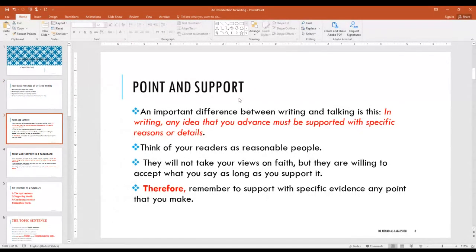Now, point and support. We should keep in mind that there is a difference between writing and talking. You can speak about any topic. As I said before, you can use utterances. The utterances could be one word, two words, a phrase, a clause, a sentence, a grammatical sentence or an ungrammatical sentence.